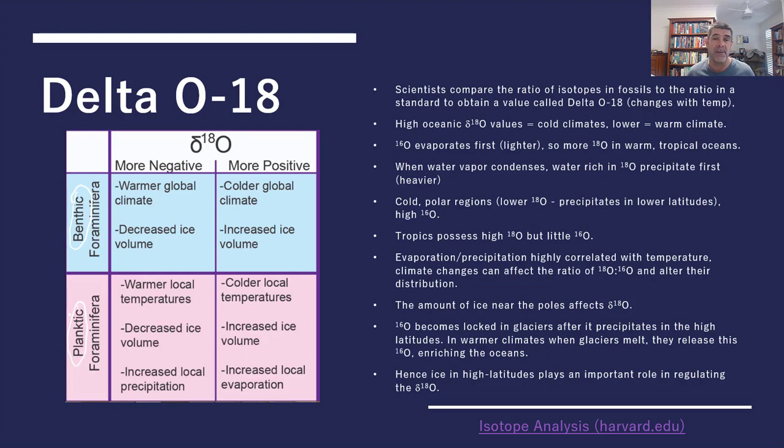So we know what the climate's like today. We get a bit of an idea of the rough ratio of oxygen 18 to oxygen 16, and that can give us a little bit of a comparison point, which we can then use to determine whether what we're seeing in our fossils is a slightly lower, more negative value, or a higher, more positive value in terms of the incidence of oxygen 18.